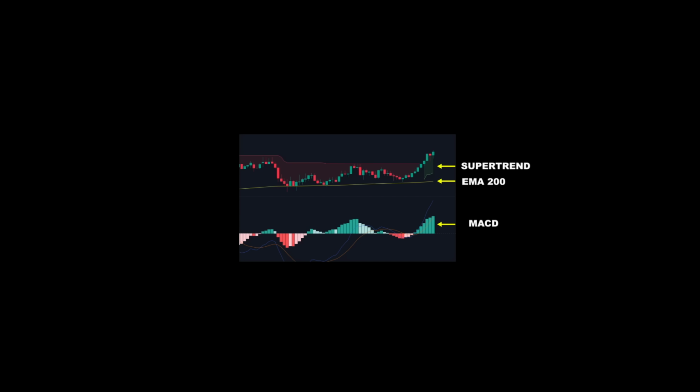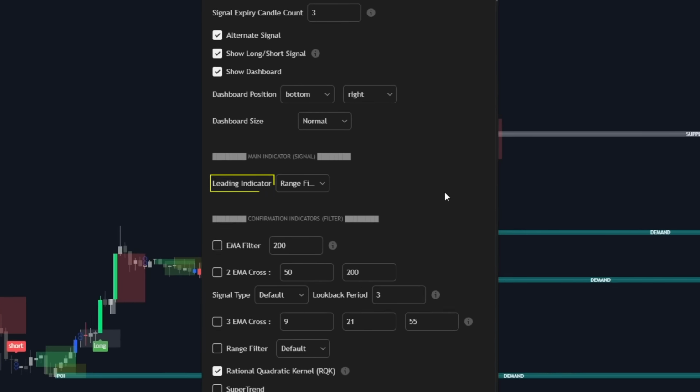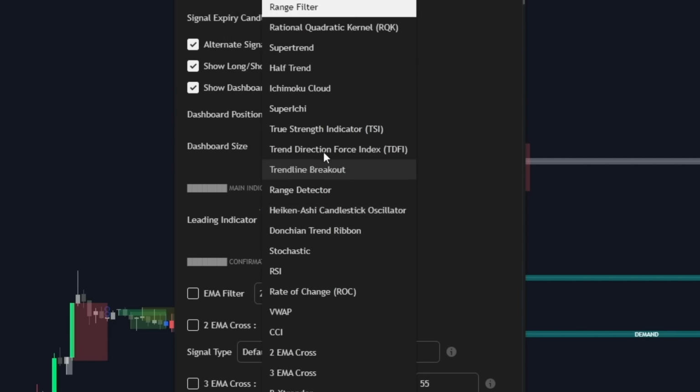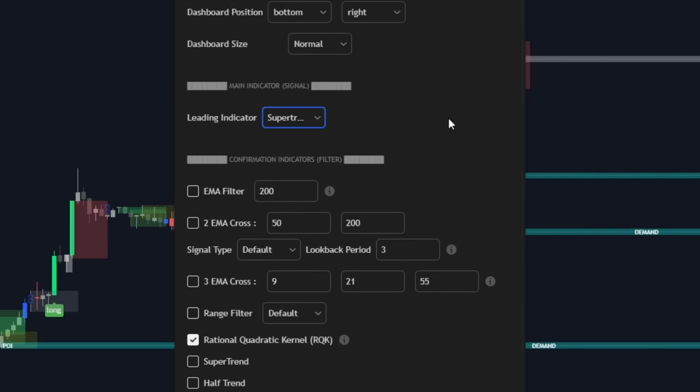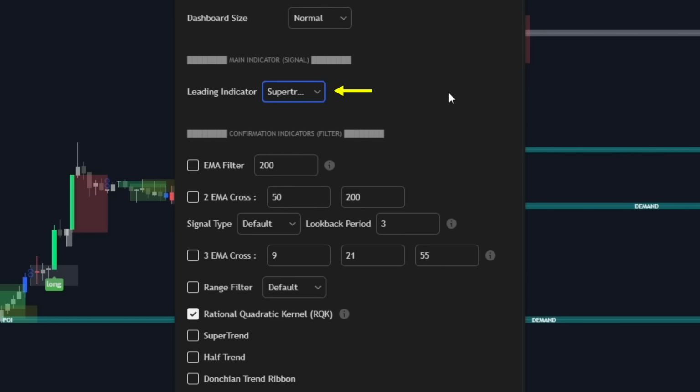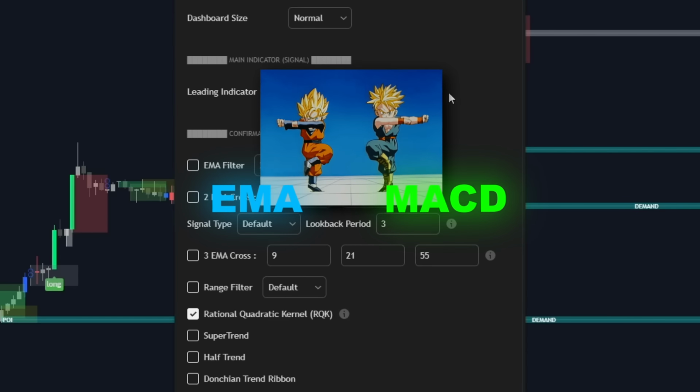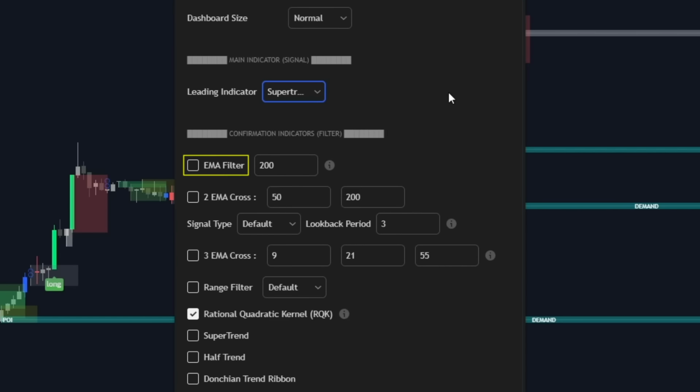Remember our powerful example with Supertrend, 200 EMA, and MACD combination? We're going to stick with this proven setup to demonstrate exactly how this works in the Strategy Builder section. First, you'll select your leading indicator. For our strategy, we choose Supertrend from the drop-down menu. This becomes our primary signal generator. Then select our confirmation indicators. We need both EMA and the MACD working in harmony, so we can locate the EMA option, enable it, and set its length to exactly 200 periods.